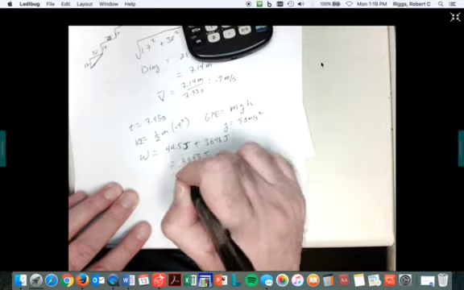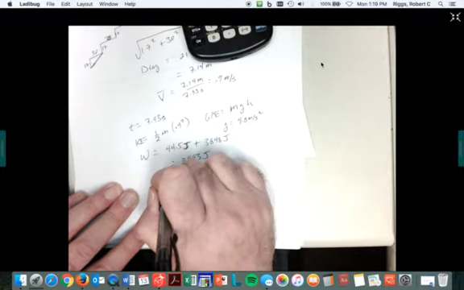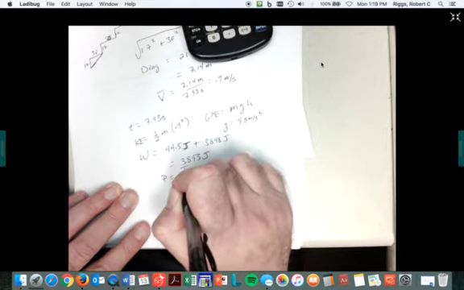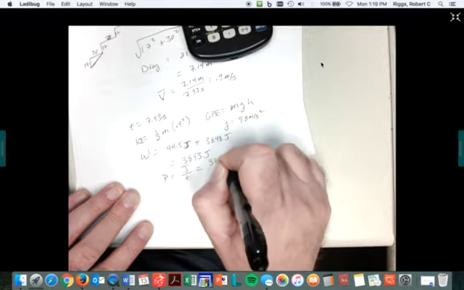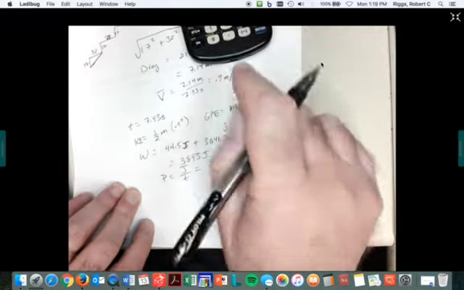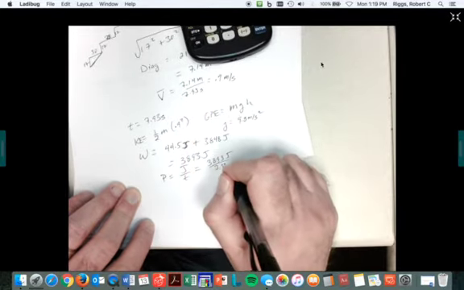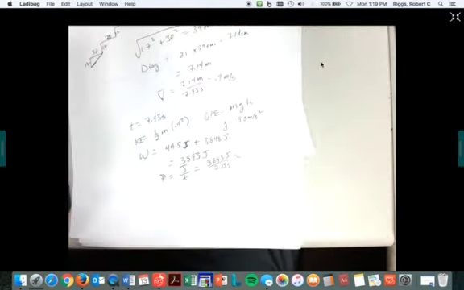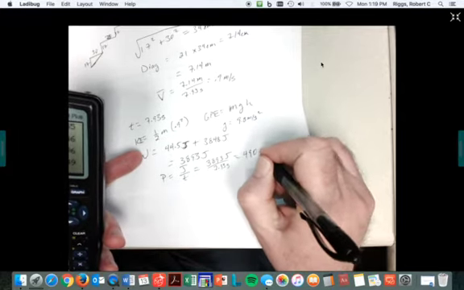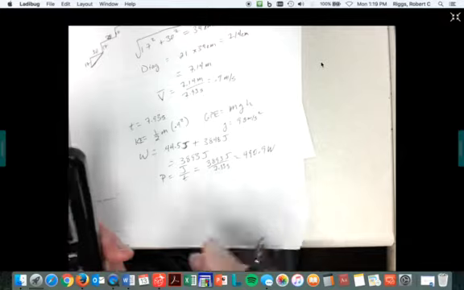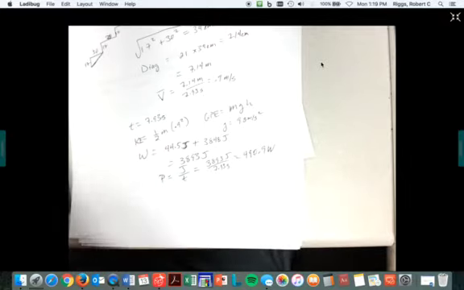3,893 joules divided by, now my power will be the change in joules divided by the time. So 3,893 joules divided by 7.93 seconds is equal to almost 491.9 watts. Wow, that's pretty cool.